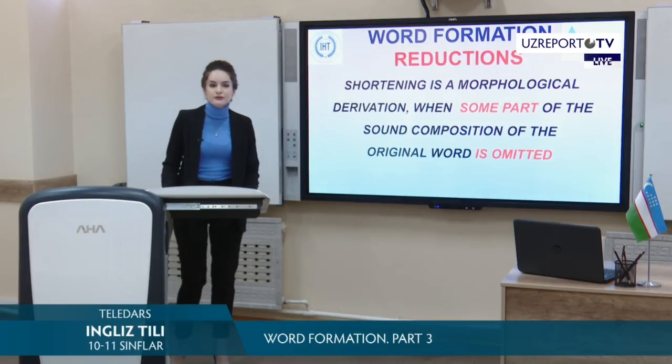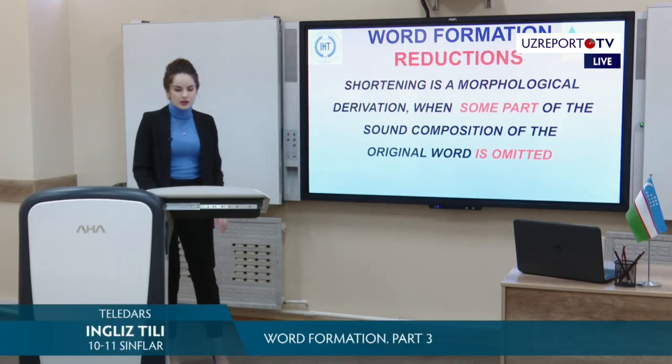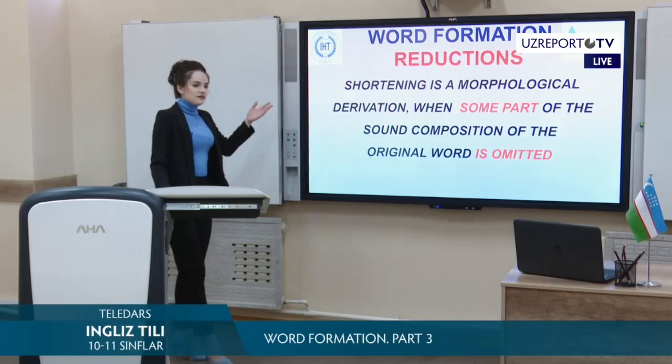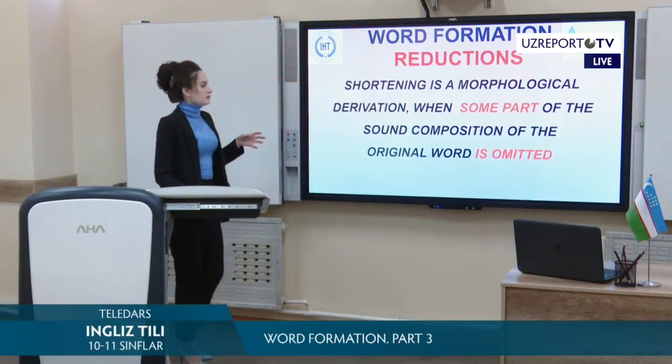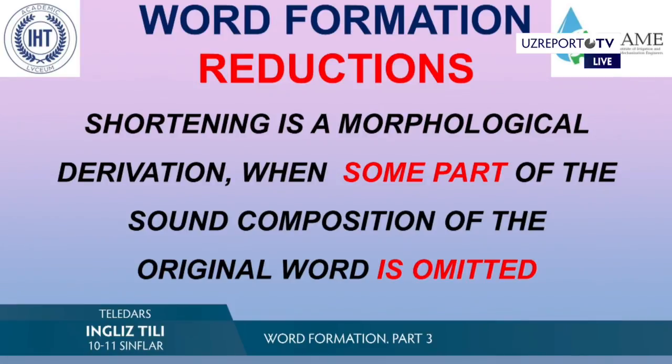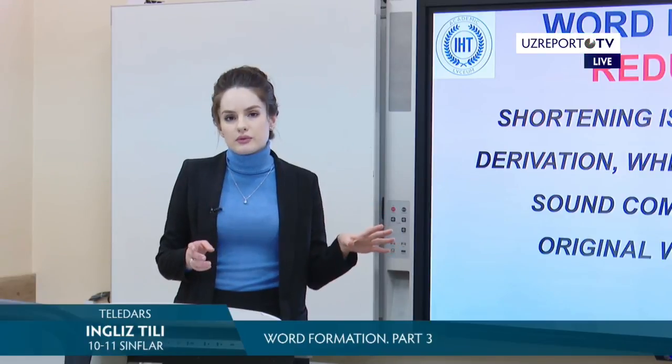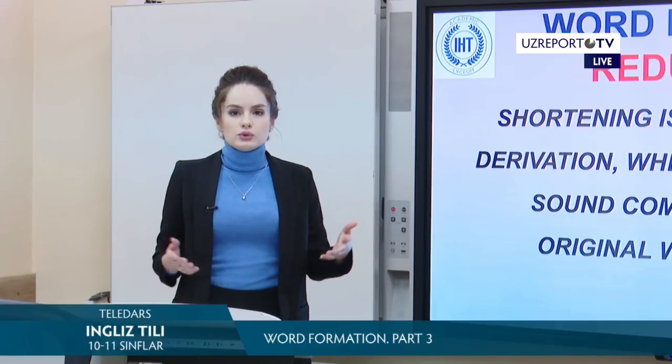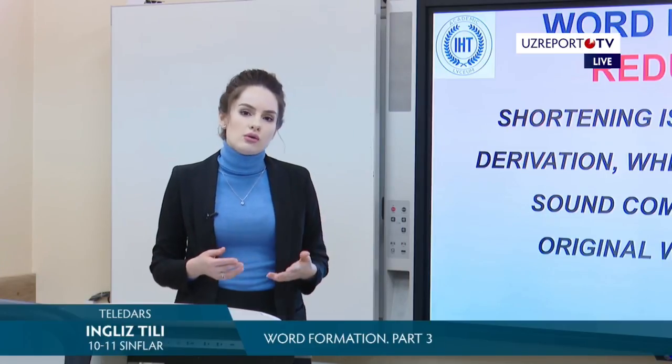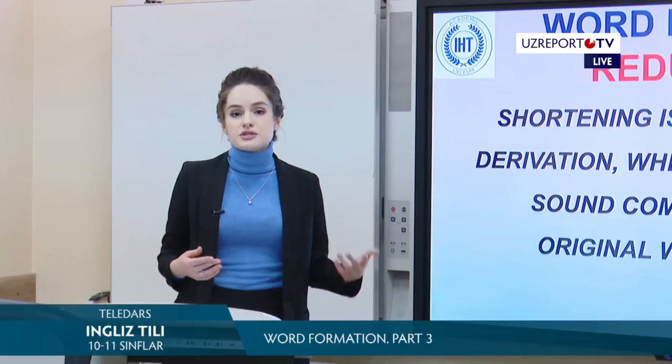Now please let's go to the next method of creating new words. Next method is reductions. So here I fixed a definition. Please read it. Shortening is a morphological variation when some part of the sound composition of the original word is omitted. In our own words, what is it? It is a situation when we exclude some part of the word in order to make it shorter, in order to simplify our words, in order to simplify our speech.